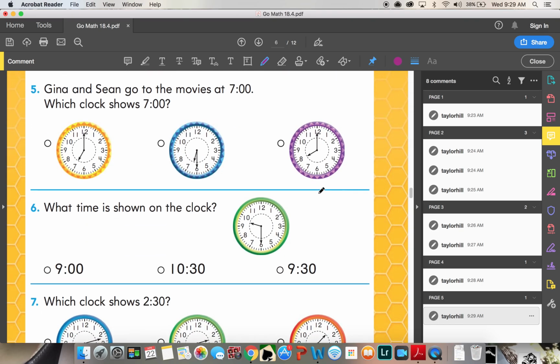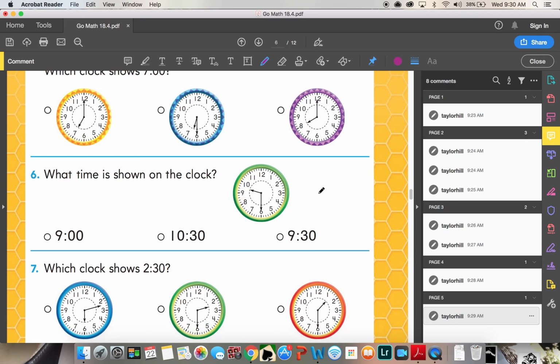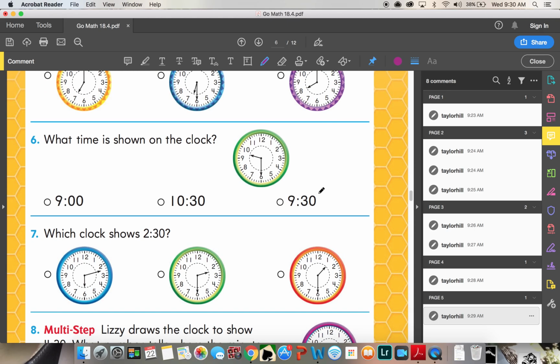All right, lesson check. Gina and Sean go to the movies at 7 o'clock. Which clock shows 7? So the hour hand needs to be pointing at 7, and the minute hand needs to be pointing at 12. So find the clock that matches that. Number 6, what time is shown on the clock? There is an hour hand in between 9 and 10, and a minute hand at the 6. So which time is that?